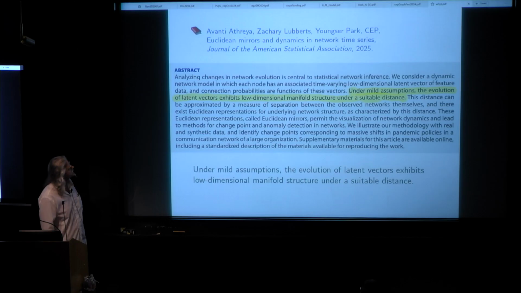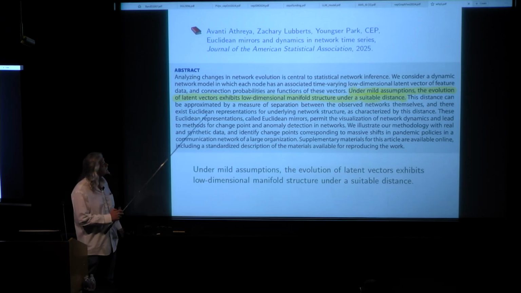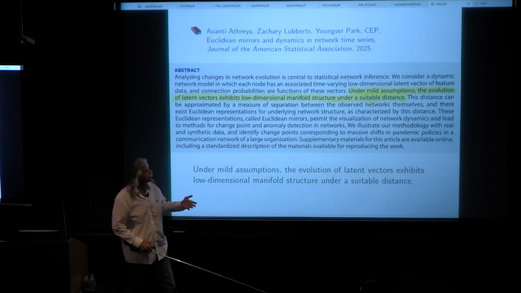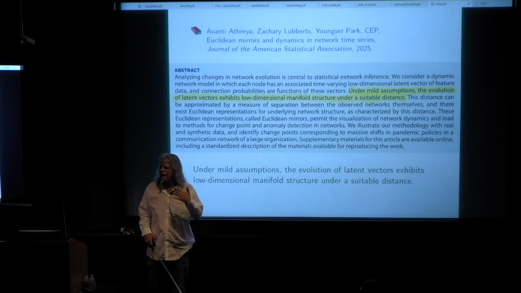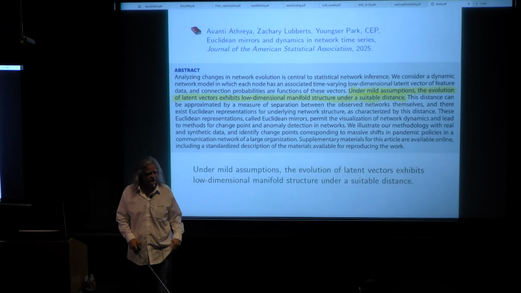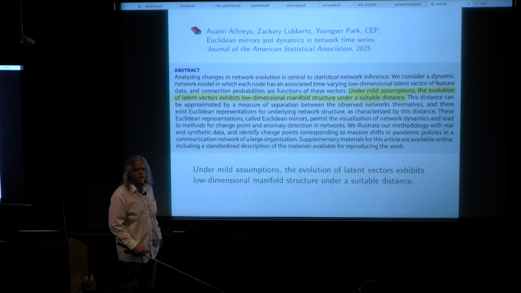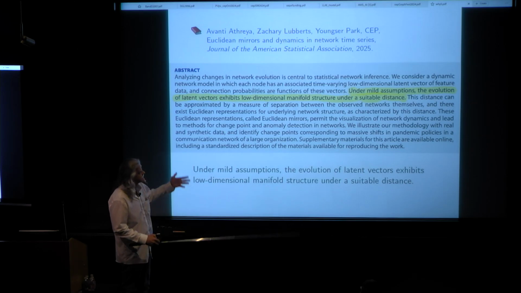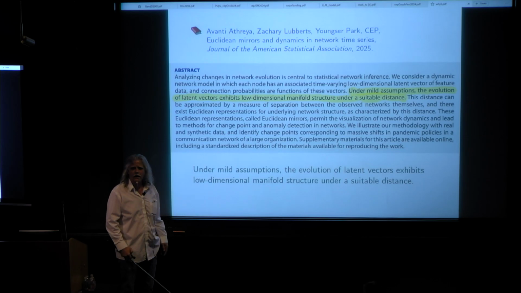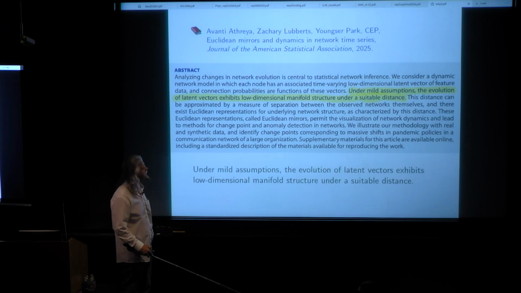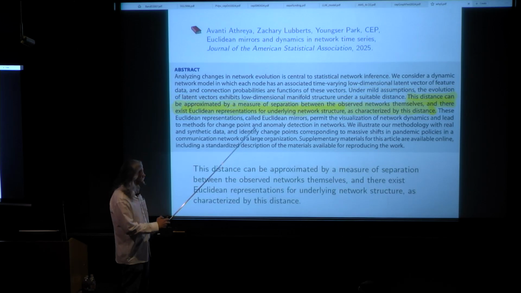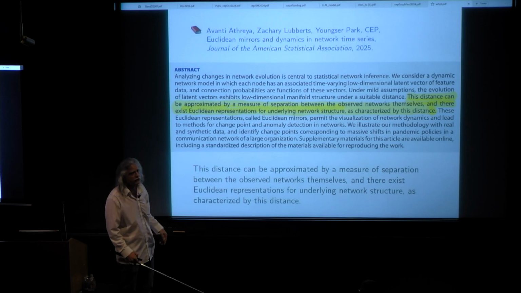Under some assumptions, the evolution of the latent vectors exhibits this low-dimensional manifold structure when measured under a suitable distance. And so that is going to be our fundamental assumption that gives rise to these curves in low-dimensional Euclidean space. The distance is looking at only the observed, or approximated by looking at the observed data.